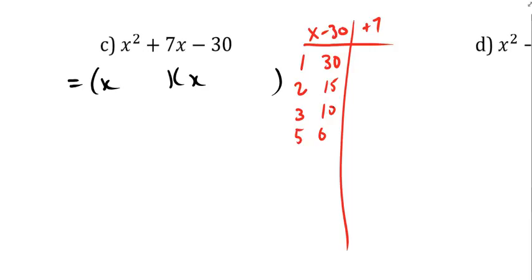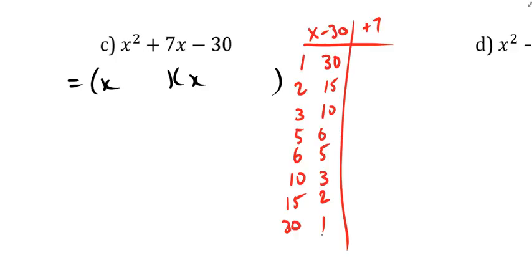7 doesn't work. 6, oh, 6 and 5. I skipped 1. 7 doesn't work. 8 doesn't work. 9 doesn't work. 10 and 3. 15 and 2. 30 and 1. You have to make sure that you don't skip any. If you skip one, that's the answer, then it's gonna take you a whole class and you'll never get the answer. So you gotta be really careful that you get all the factors.